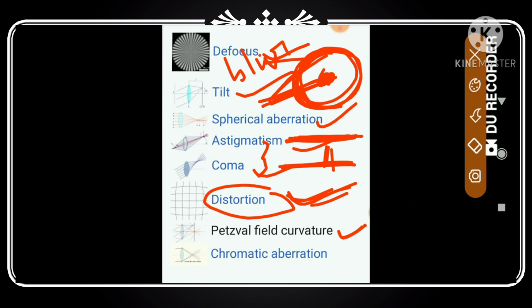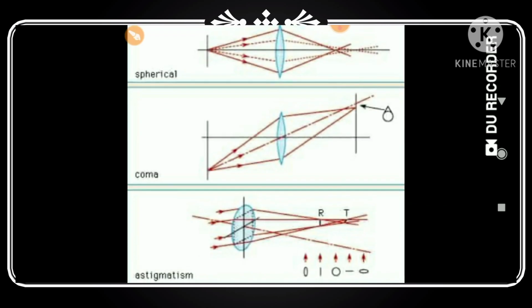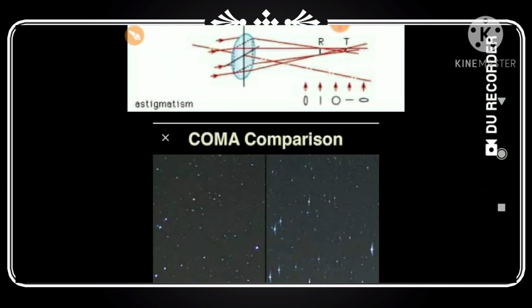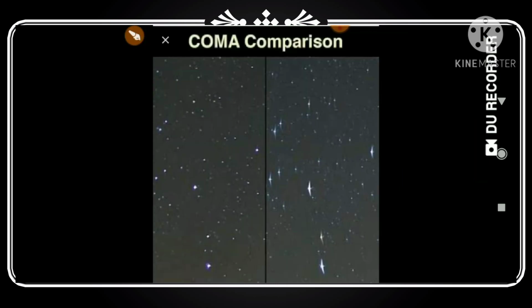I will show you some images here. This one is the spherical aberration ray diagram. This is the coma ray diagram. And this one is the astigmatism. Here a blurred image is formed. Here astigmatism is along the axis. Coma is perpendicular to the axis. So this is the image of coma.